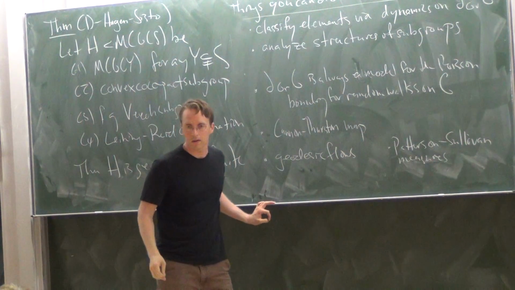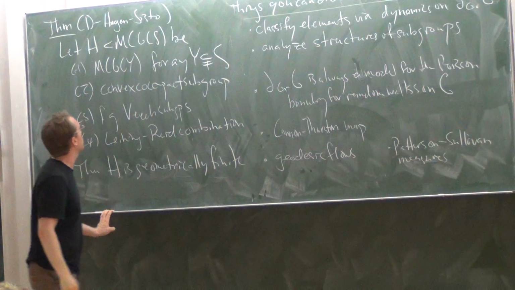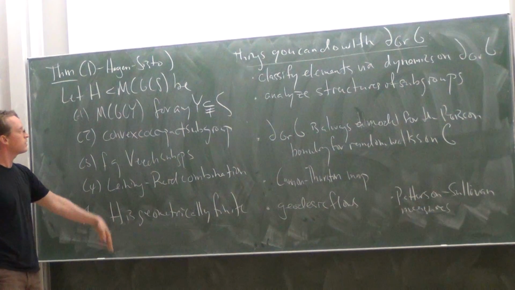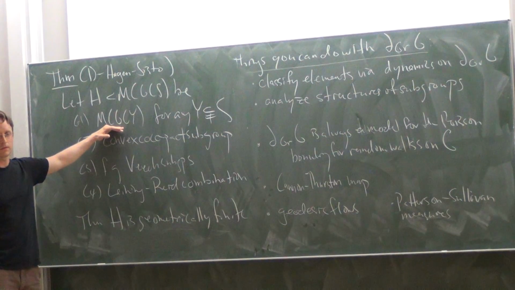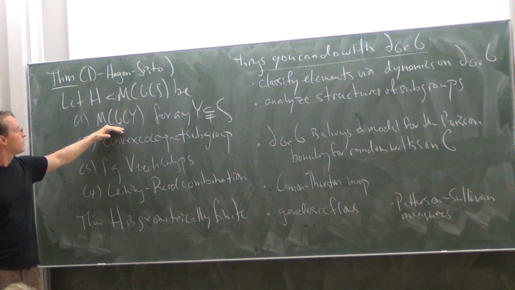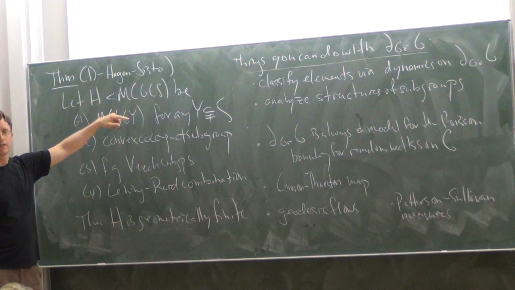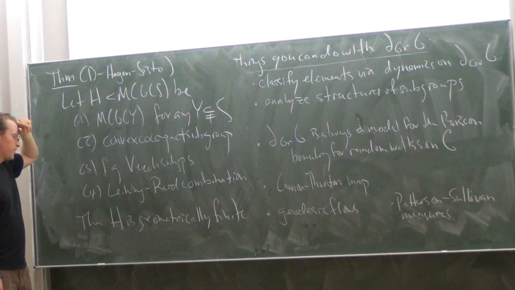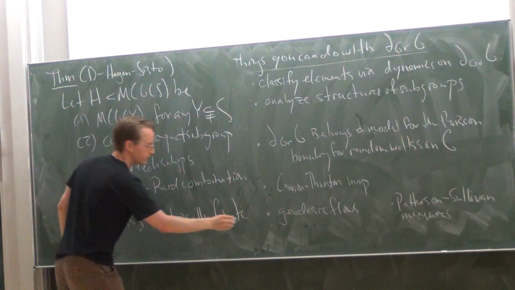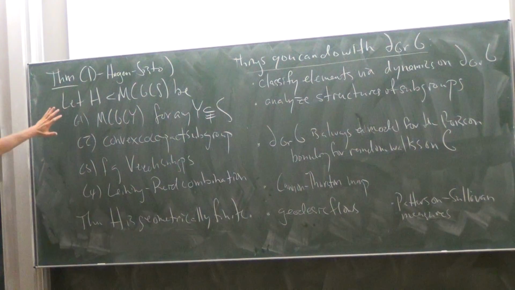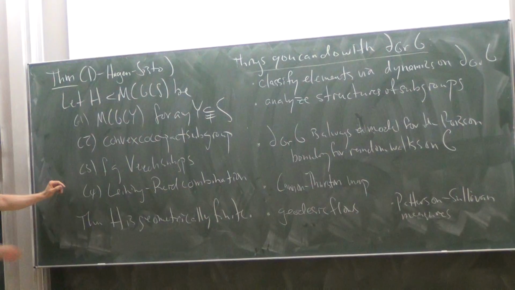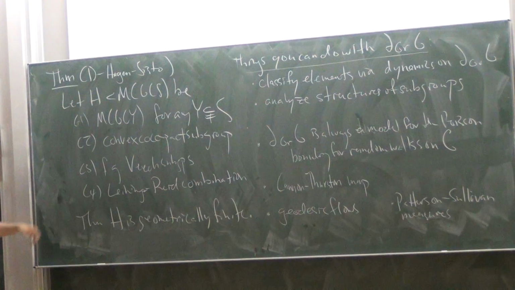Sorry, what's number one? Number one is the mapping class group. There are natural ways to embed the mapping class group of subsurfaces. What is that? I'm sorry. Oh, I'm saying H is any of these things. Ah, okay. So if H is any of these subgroups, then it's geometrically finite in this sense.